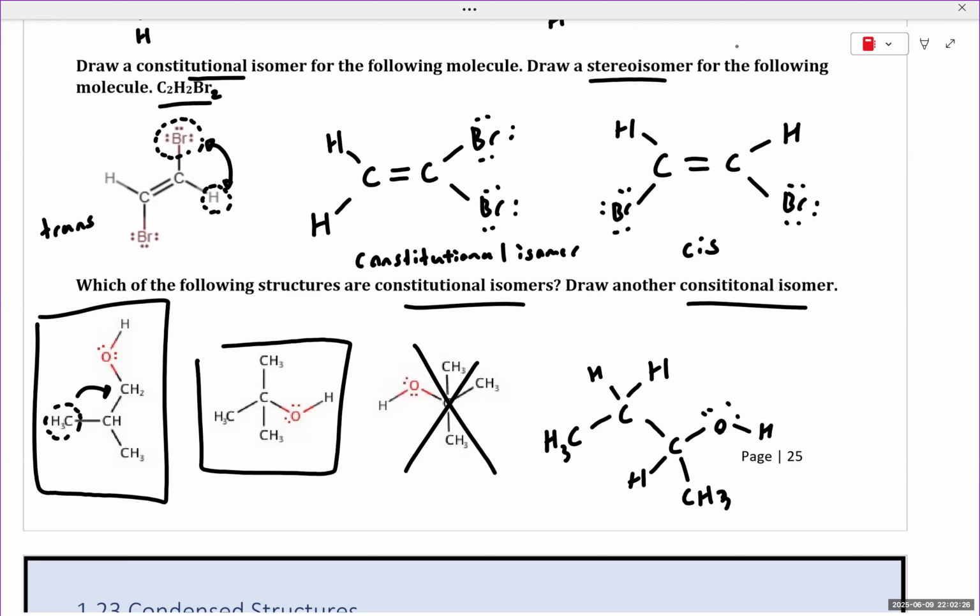So as you can see, we've kept the same carbon count. We still have 4 carbons. We still have 1, 2, 3, 4, 5, 6, 7, 8, 9, 10 hydrogens and an oxygen. We've just moved the position of this CH3 group over. So we've changed our connectivity while keeping the formulas the same. So this is one constitutional isomer that we've drawn for the following molecule.